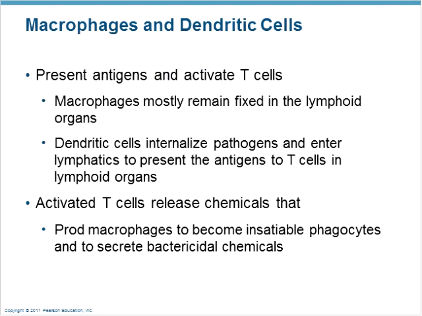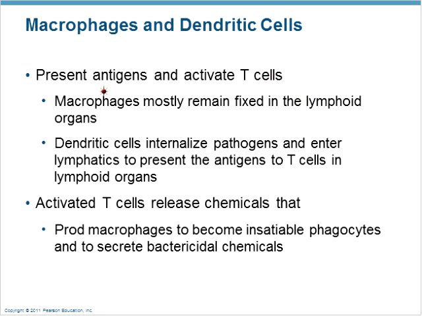Macrophages and dendritic cells present antigens that activate T cells. The macrophages mostly remain fixed in the lymphoid organs. The dendritic cells internalize pathogens and, via the lymphatics, present the antigens to the T cells in the lymphoid glands. So the dendritic cells engulf, or internalize, the pathogens, and they present them to the T cells, the lymphocytes. The activated T cells come in contact with the antigen, and the activated T cells release chemicals right away that prod the macrophages to become insatiable phagocytes and to secrete bactericidal chemicals. So what happens is the antigens activate T cells, is how it works.